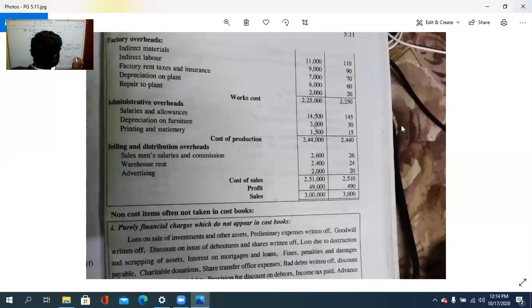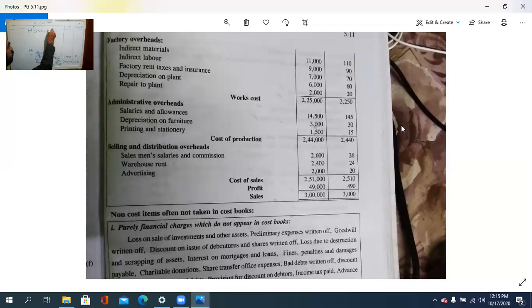So 2,25,000 is to be added with this 19,000, which gives 2,44,000. So this is what? Office cost or COP, cost of production, or office cost. So 2,44,000. So it is 2,440 per unit. And after that, we need to add what? The other item, selling and distribution overhead.